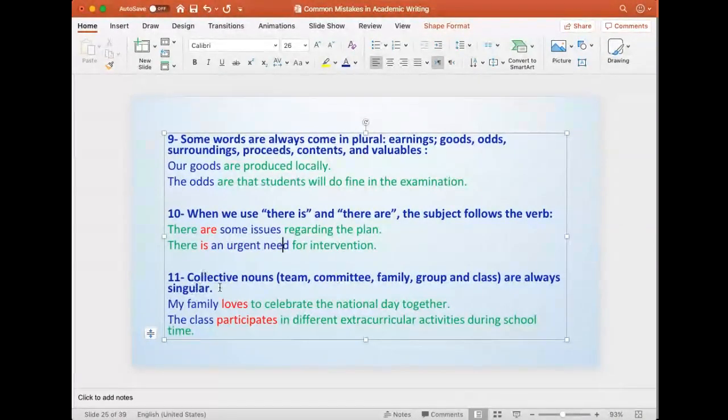And the last case here, collective nouns, like what was mentioned by our colleagues. Here we have team, committee, family, group, and class. All these are called collective nouns. They are always considered singular. Yes, money and butter are also collective nouns.